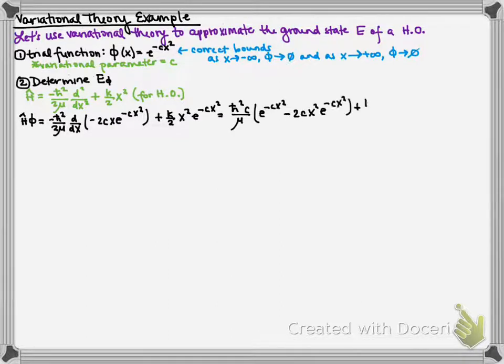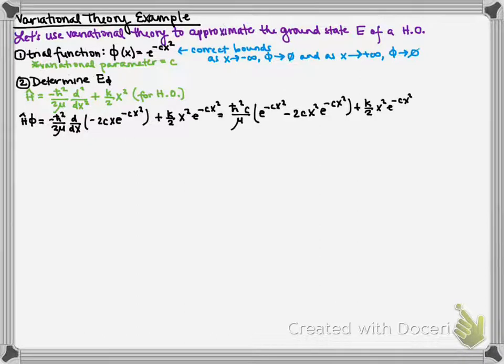So when we take the second derivative, now we've got to use the product rule because we have an x function times an x function when we take our second derivative. So we should get something along the lines of h bar squared c over mu all times the exponential function minus c x squared minus 2c x squared, the exponential function e to the minus c x squared, plus k over 2 x squared e to the minus c x squared. Okay. So we've applied the Hamiltonian to phi.